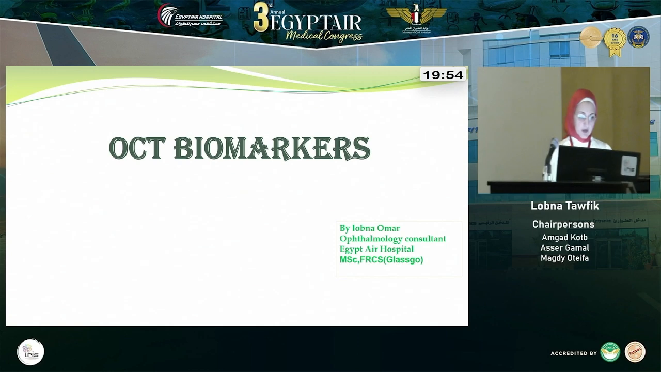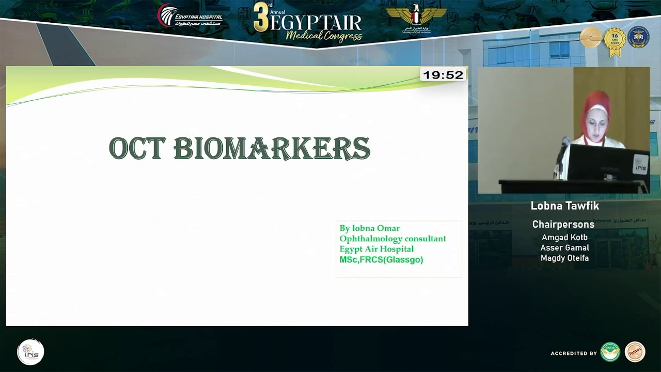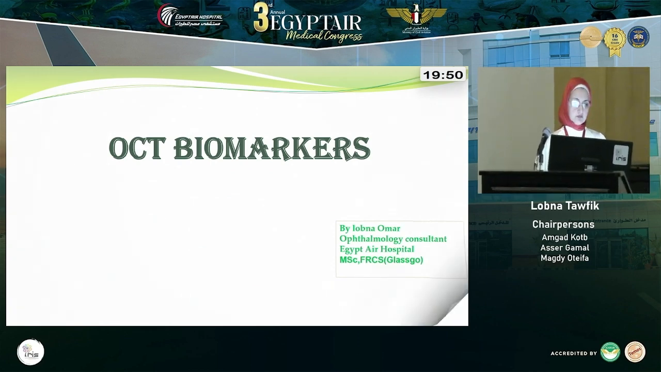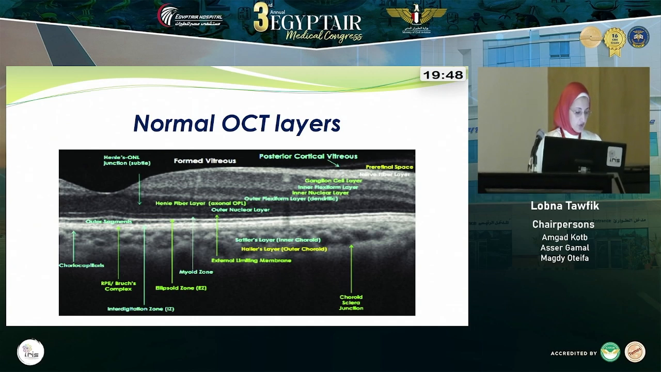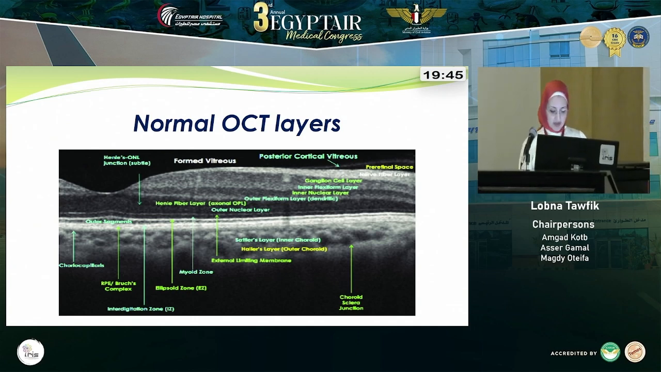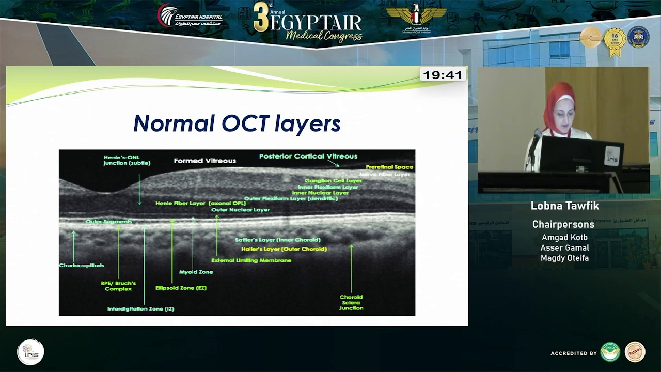My second talk is OCT biomarkers. The normal retina has a regular and distinct organization of the retinal layers, which must be preserved, present and functional in order for the visual process to occur normally. On this normal OCT scan, all the layers are distinctly visible and uninterrupted. They are from inside inward.